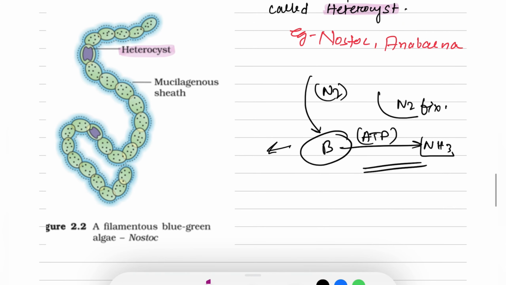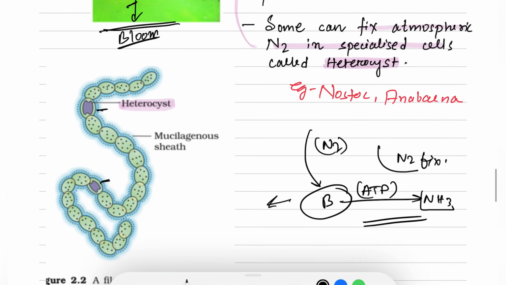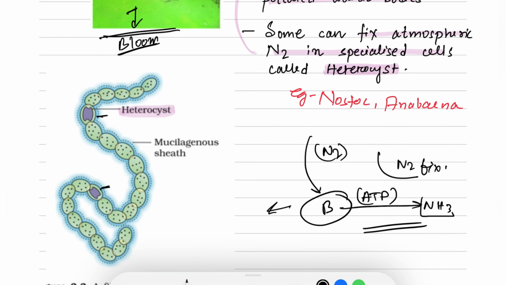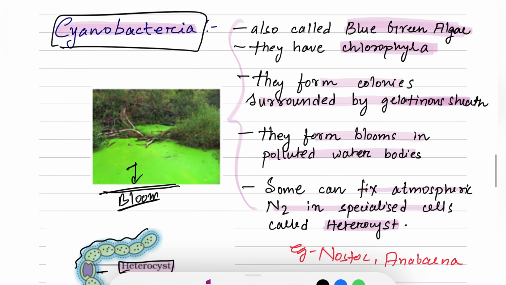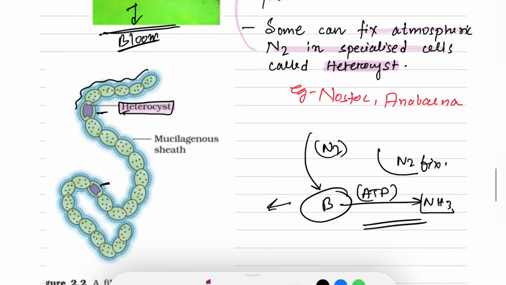See, this is the diagram of NCERT. These are the heterocysts. The cyanobacteria fix atmospheric nitrogen in the heterocyst, and this bluish colored sheath is called the gelatinous sheath. This gelatinous sheath is found in cyanobacteria. This is a colony formed by the cyanobacteria.